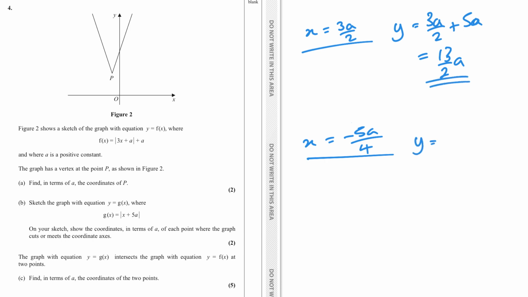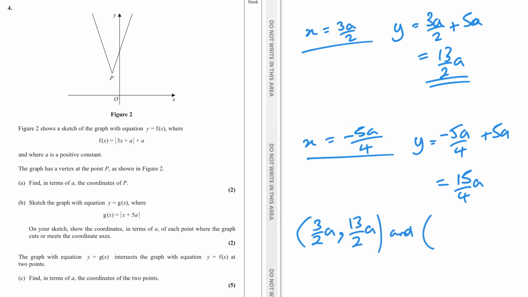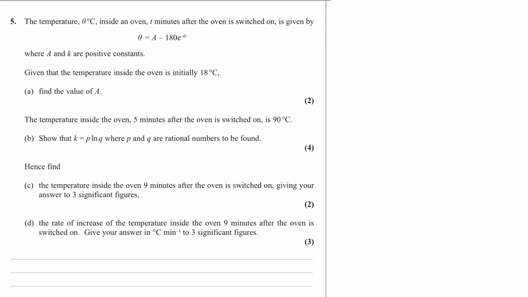And then y equals negative 5a over 4 plus 5a, and that is 15 over 4a. So my coordinates are 3 over 2a, 13 over 2a, and minus 5 over 4a, 15 over 4a. It's often easy to forget the values of y and just to leave it with the values of x, so just be careful there. So part A, nice and easy here.